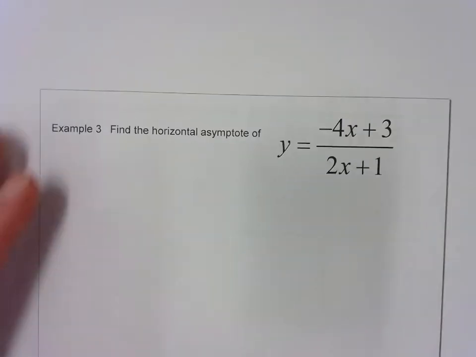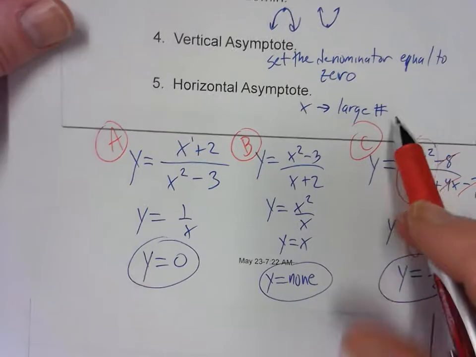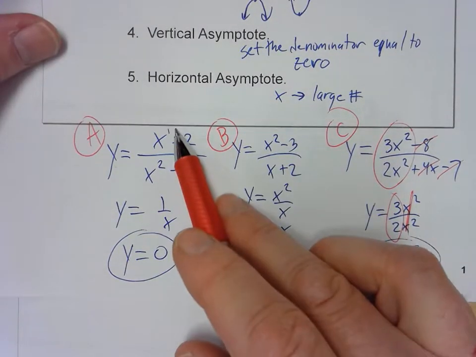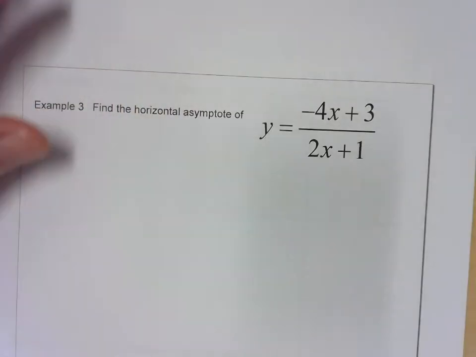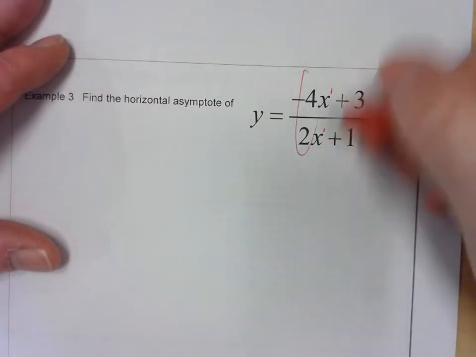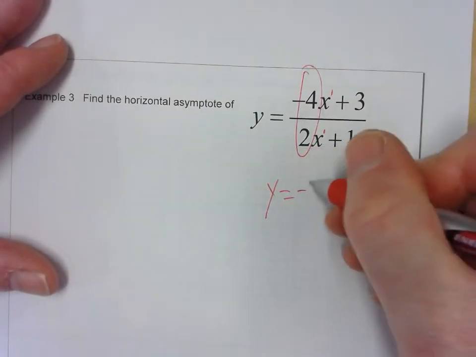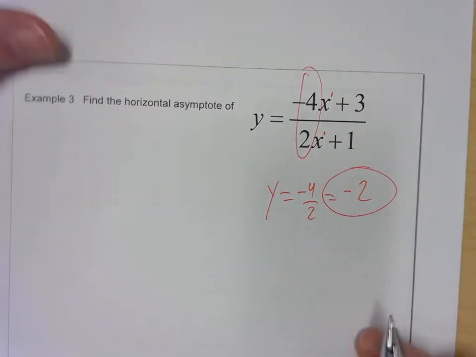Okay, now horizontal asymptotes are created by the 3 different scenarios here that I talked about. So is it A, B, or C? Is it smaller over larger, larger over smaller, or is it a tie? Well, in this case right here, it's a tie. So we just use the coefficients. So y is equal to negative 4 over 2. Negative 2 is your horizontal asymptote.